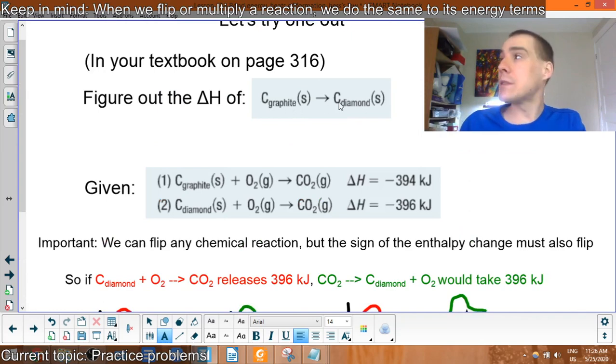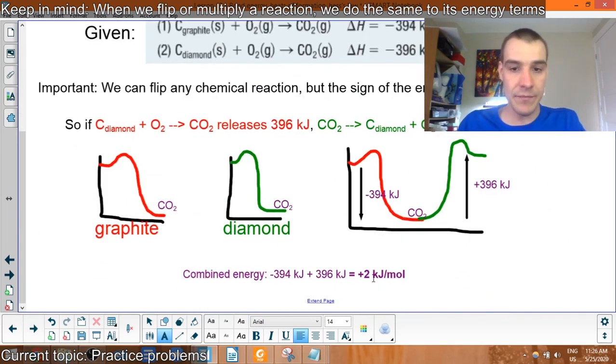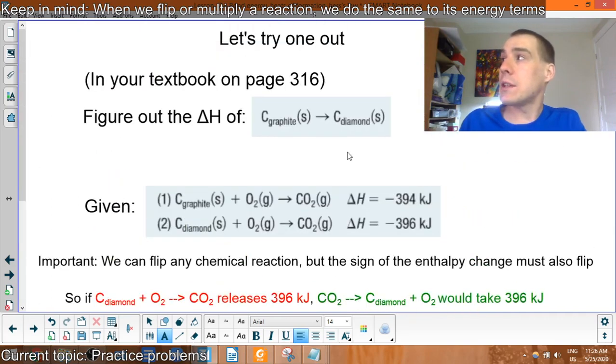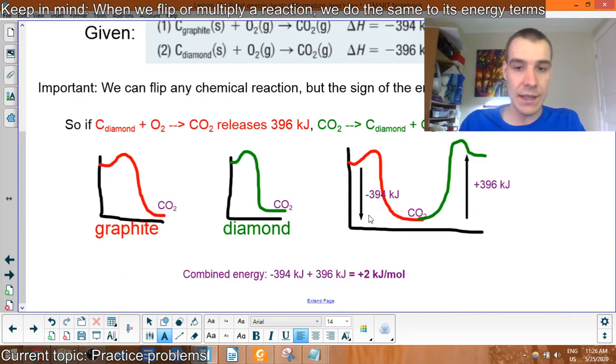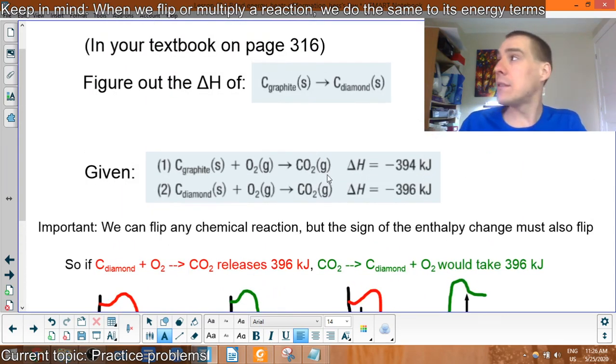So 1 mole of this reaction would take 2 kilojoules of energy, just 2 kilojoules. A very small actual change, just that lattice energy of the diamond, I guess. Yeah, so that's Hess's law. That's how we think about it. We see what kind of steps we can do, and we chain it. We notice that we chained it using our CO2.